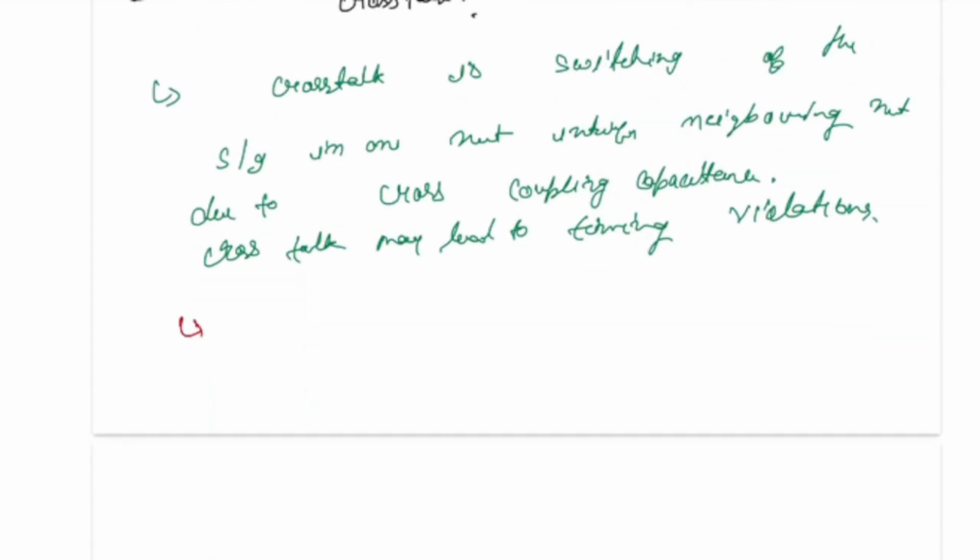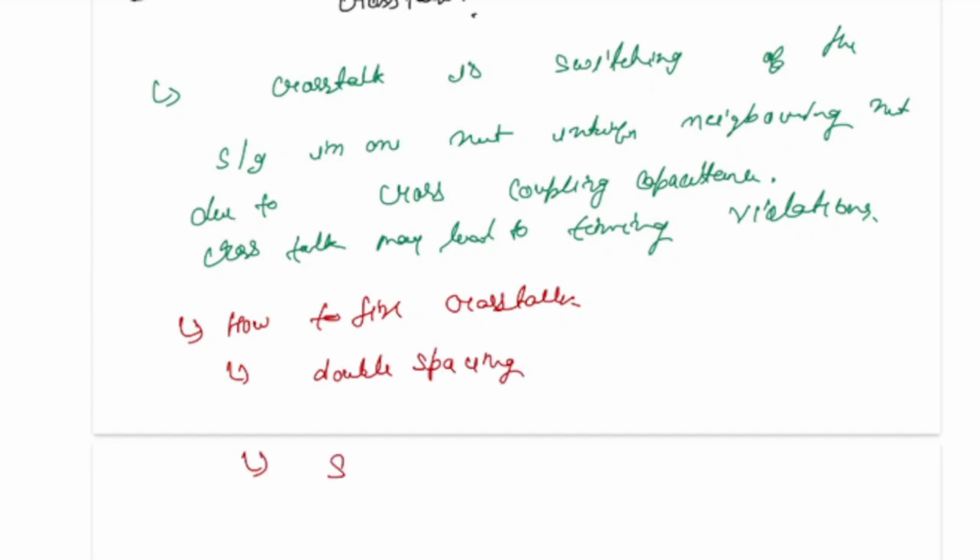How to fix crosstalk? First, double spacing, shielding, multiple vias, buffer insertion.